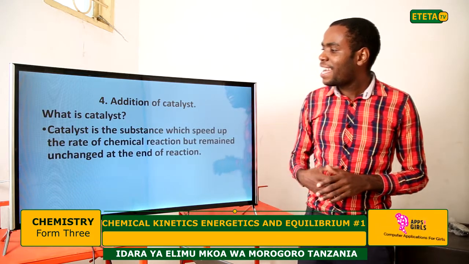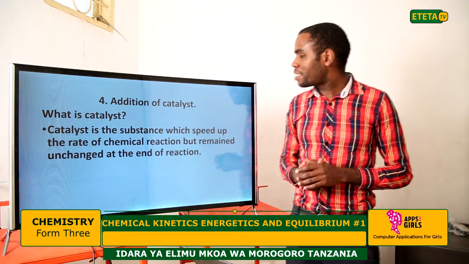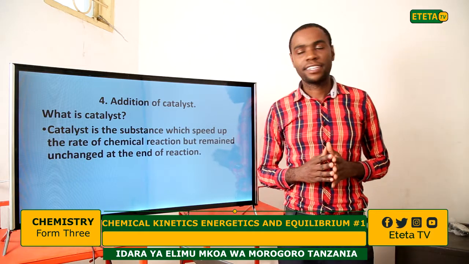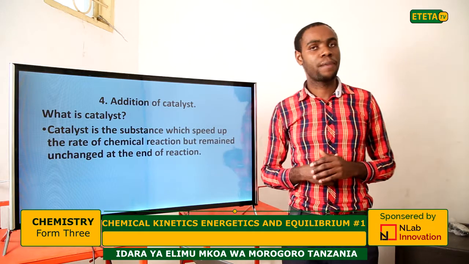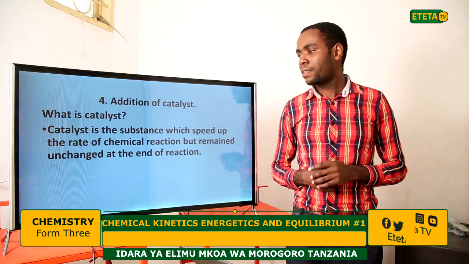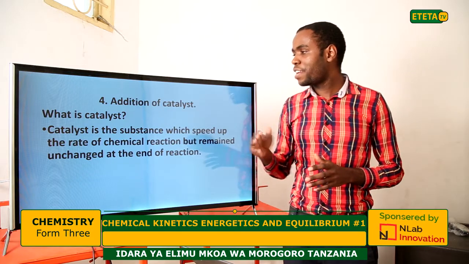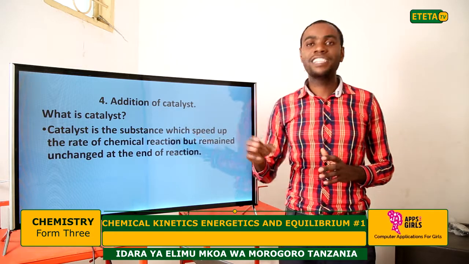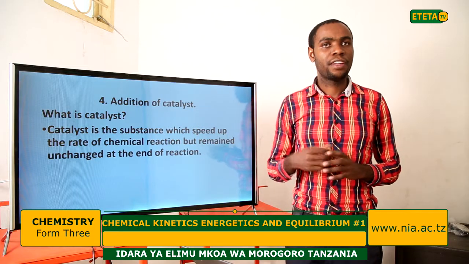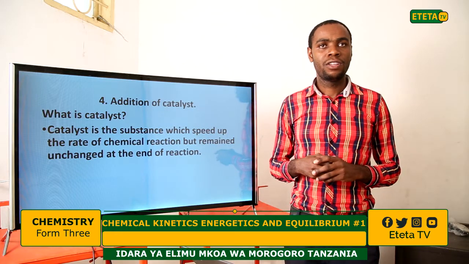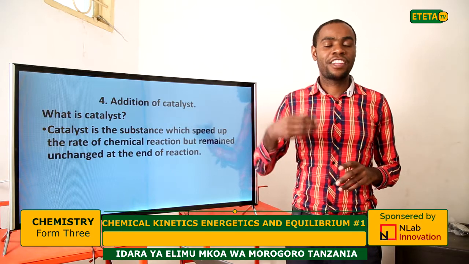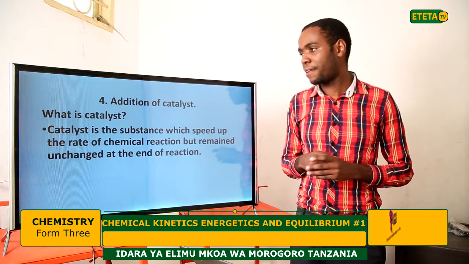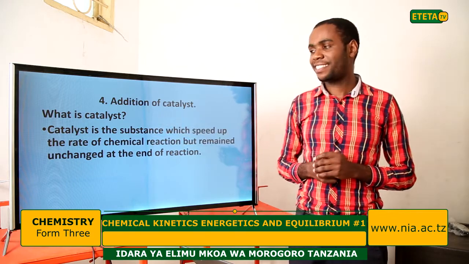By definition, you can say catalyst is a substance which speeds up the rate of chemical reaction but remains unchanged at the end of reaction. This one here speeds up the rate of chemical reaction but remains unchanged. At the end of the reaction, the catalyst remains as it is. But the function of catalyst is to speed up the rate of chemical reaction, to make the reactant particles react faster. That's the function of catalyst.